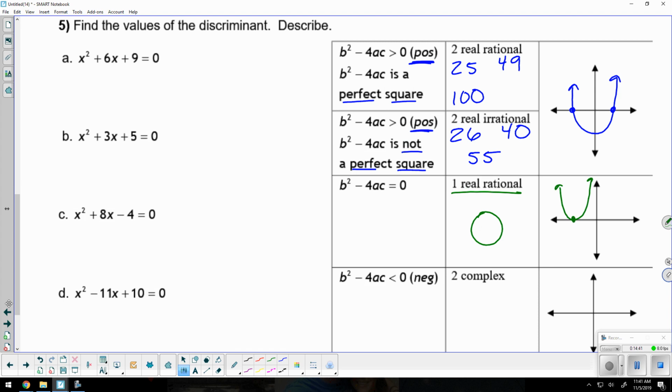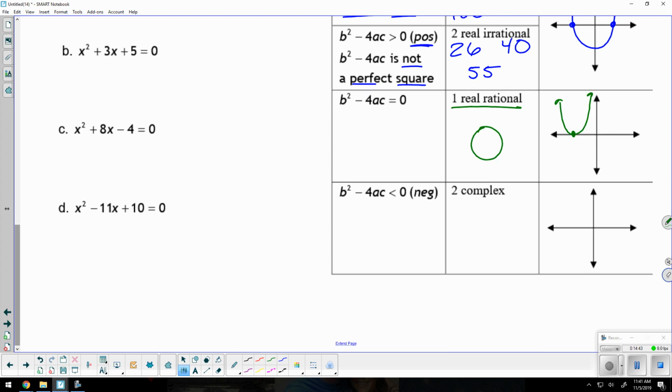Okay? If you do b squared minus 4ac, so underneath the radical, if it comes out to be a negative number, you will have two complex solutions. So it doesn't matter if it's a negative perfect square like negative 16, or negative 121, or if it's negative, I don't know, 115. As long as that comes out to be a negative number, you will have two complex or two imaginary solutions in this case. What that looks like graphically is you're going to have a parabola either facing up or facing down, but it's not going to cross over the x-axis.